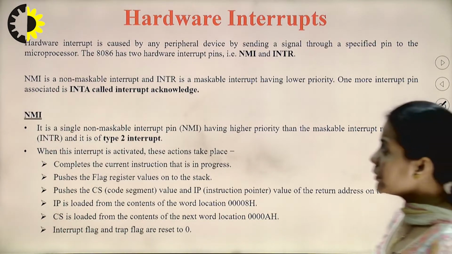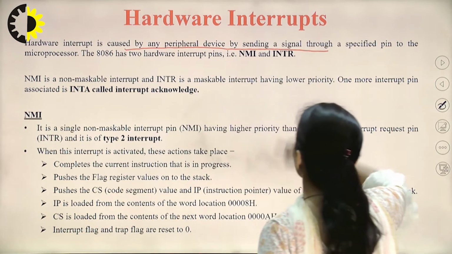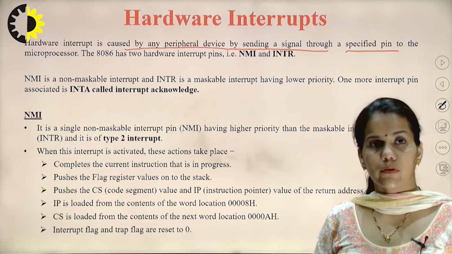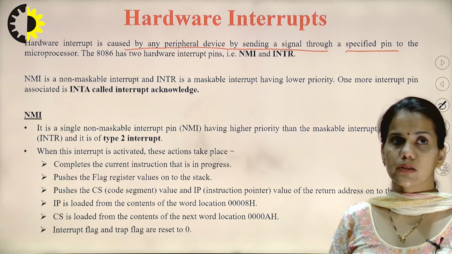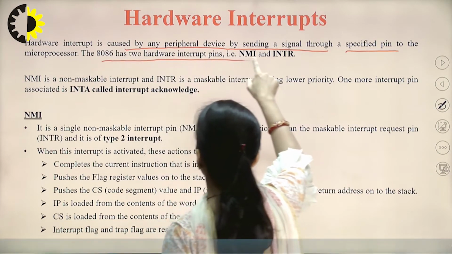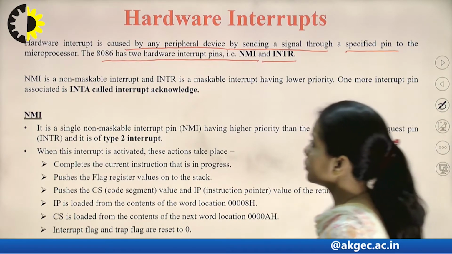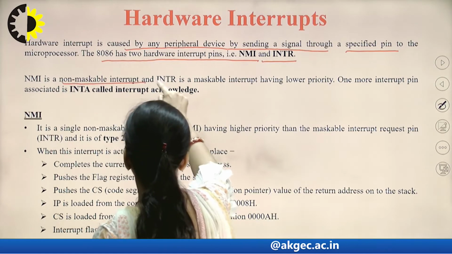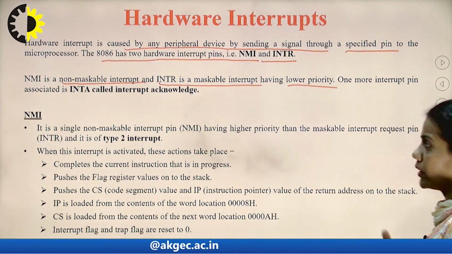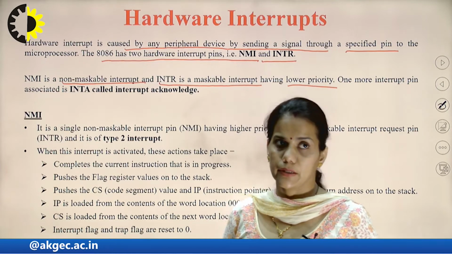So as I have already told, hardware interrupts are caused by any peripheral device by sending a signal through the specified pin. So when the hardware pin is involved in the execution of the interrupt, then it is known as a hardware interrupt. In 8086, we have only two hardware interrupt pins, that is NMI and INTR. NMI is a non-maskable interrupt. INTR is a maskable interrupt having lower priority. So NMI has the higher priority as compared to INTR.